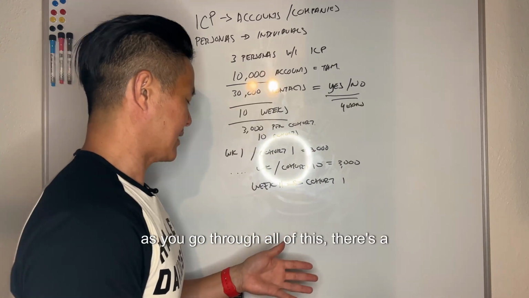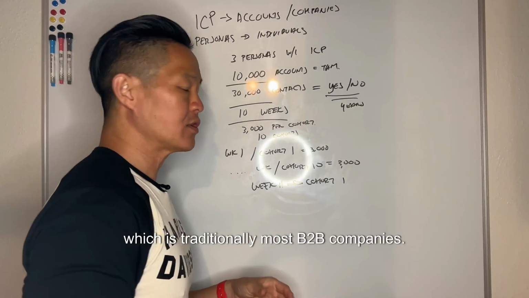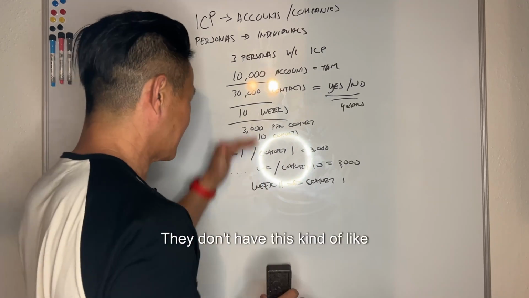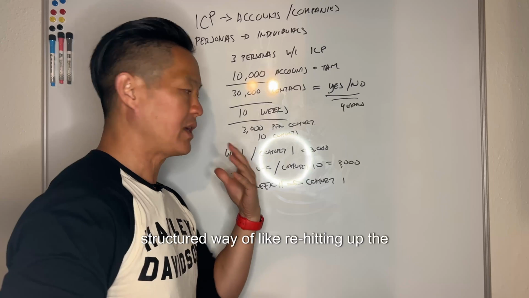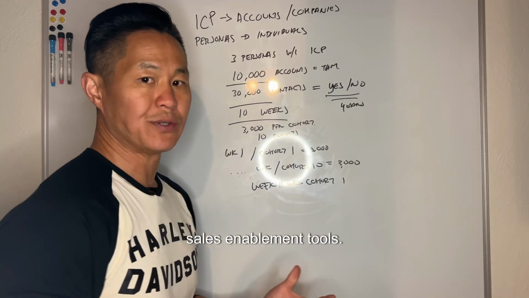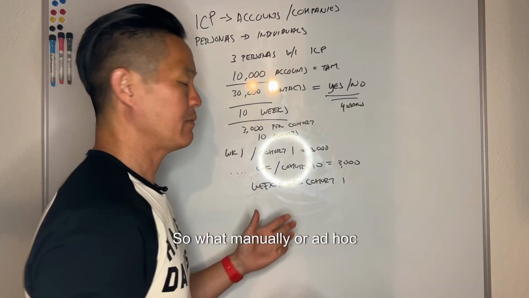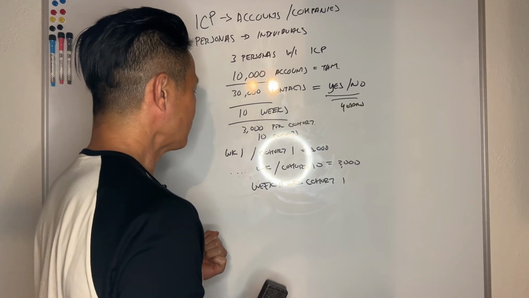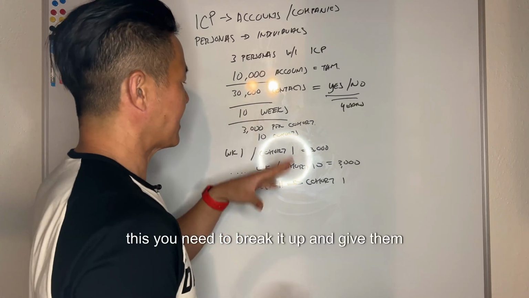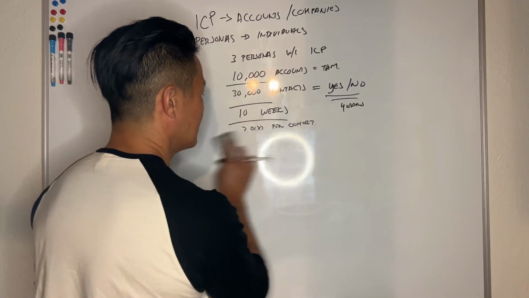Now, as you go through all of this, there's an ideology that I think about, which is that traditionally most B2B companies just keep bombarding you with ROI sequences. They don't have this kind of structured way of re-hitting the different cohorts. And a lot of the sales enablement tools like Apollo don't really allow you to structure it like this. So this is a lot of stuff you have to do somewhat manually or ad hoc. And then the language, for example, that I would say is, you need to break it up and give them a little bit of different flavors of things that you can say. So let me just show you for this.